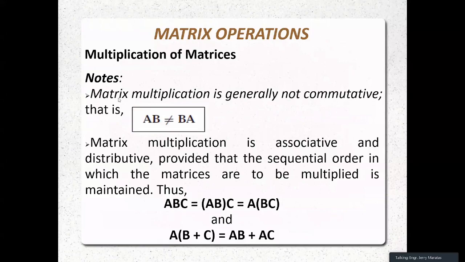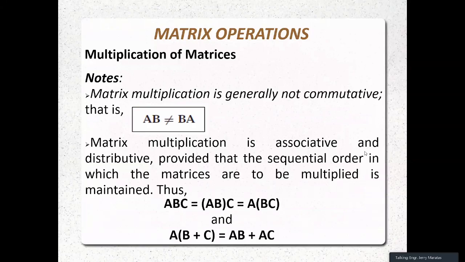Okay, so again, matrix multiplication is different from algebraic multiplication. Matrix multiplication is not commutative. That means if you have x times y, it doesn't mean that you can perform y times x, simply because it is not commutative. So it has its own rule, and that is the conformability rule. The number of columns of the first must be equal to the number of rows of the second matrix.